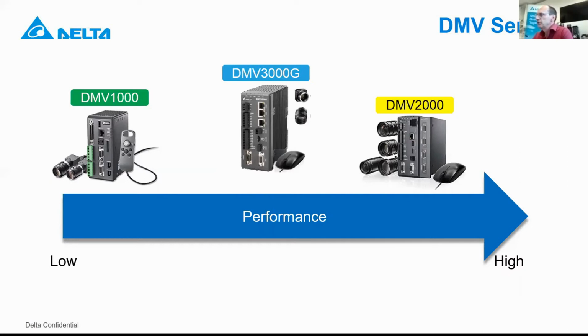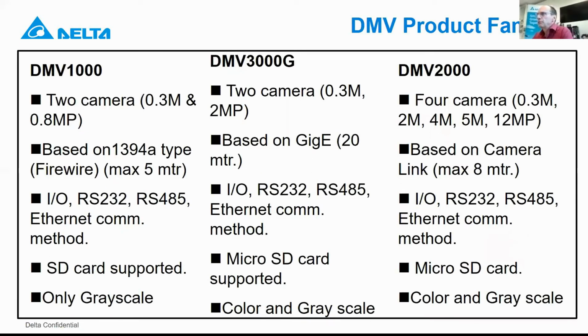The opposite is the DMV2000, which has the highest performance. You can connect 4 cameras maximum, and you can connect both grayscale and color cameras. In the middle, there's the DMV3000. It's the new one, released in the middle of this year. It's based on GigE controlling between the camera and the controller, and it also has the same basic functions as the other two. You can only connect 2 cameras, grayscale or color. So that means the performance is just in the middle of the other two. Just a small overview of the product family.